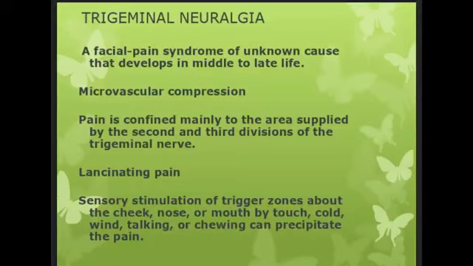Pain is confined mainly to the area supplied by the second, V2, and third, V3, divisions of the trigeminal nerve. Lancinating pain characteristically occurs and spontaneously abates. There may be a coexisting continuous deep dull pain. Sensory stimulation of a trigger zone above the cheek, nose or mouth by touch, cold, wind, talking or chewing can precipitate the pain.